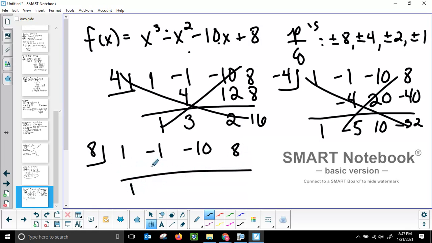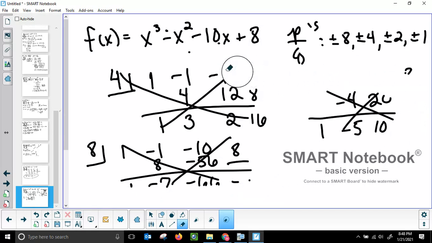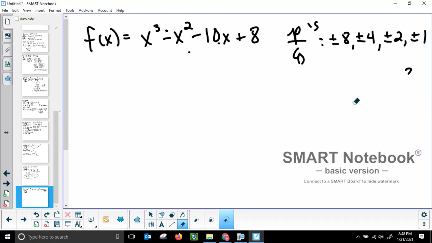Let's try 8. So we get 1, 8, negative 7, negative 56. No way this works. A huge negative number, so a massive negative number here. Nope. So none of these work thus far. Let's try negative 8. Oh, and when I did 8, I totally did not cube that, so I did not do that. I don't think I did 4 correctly either.